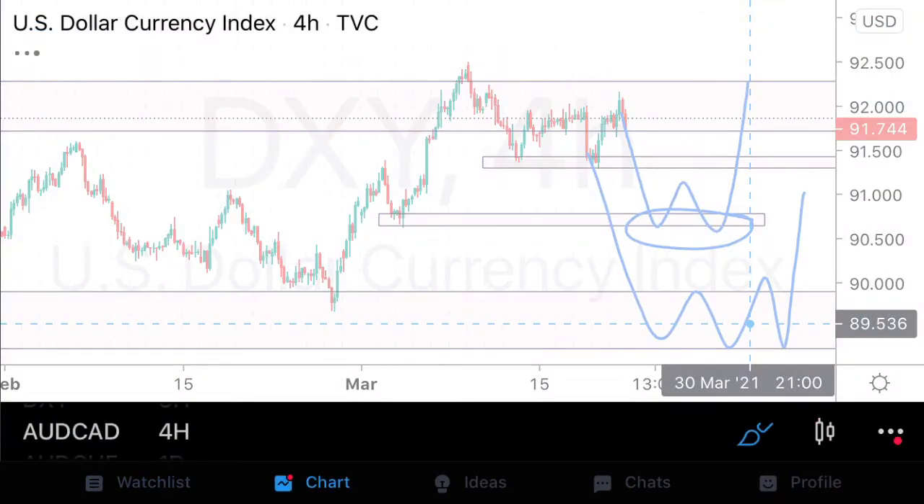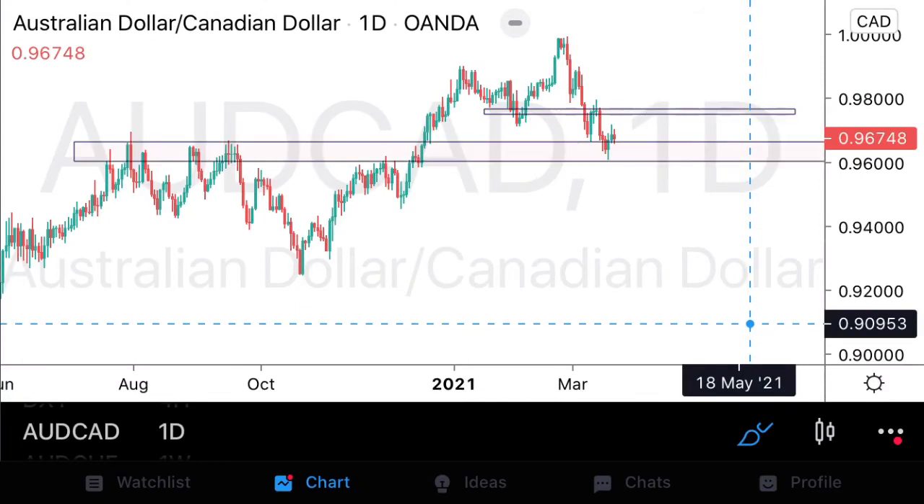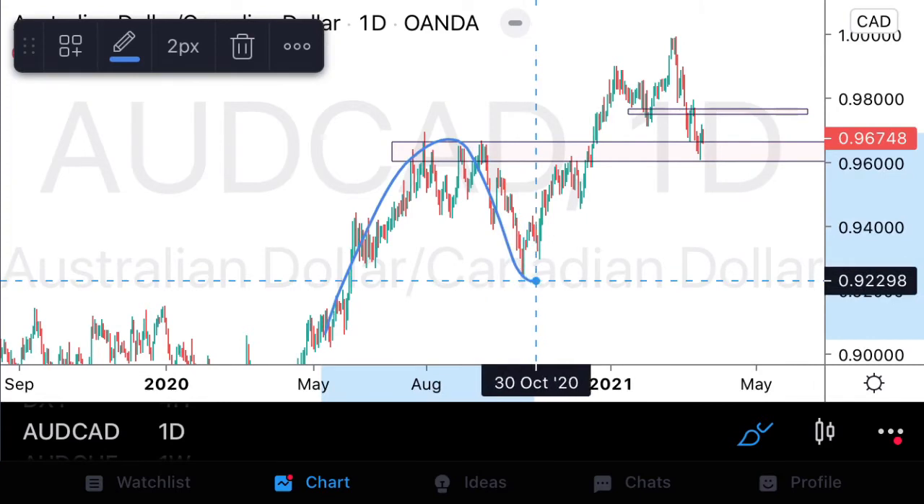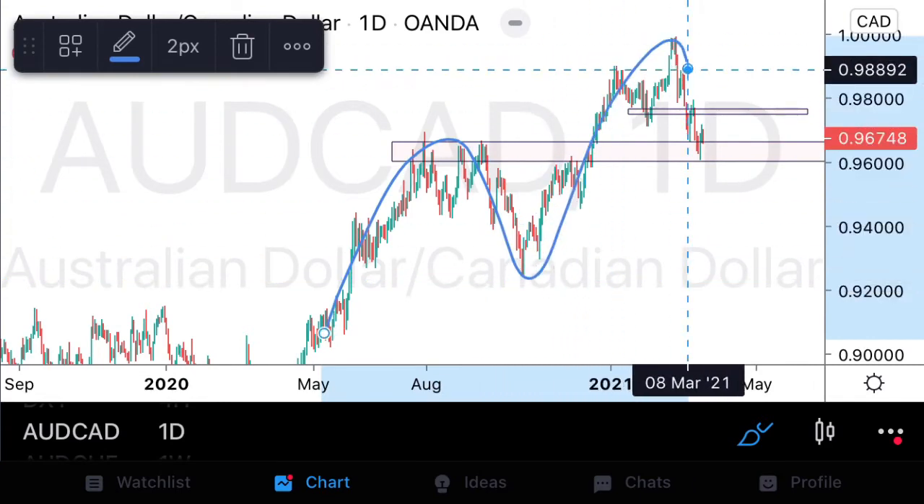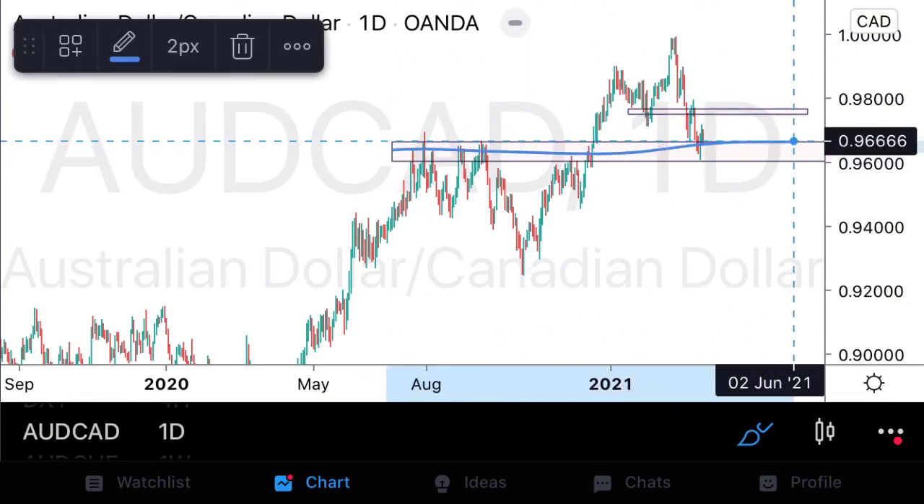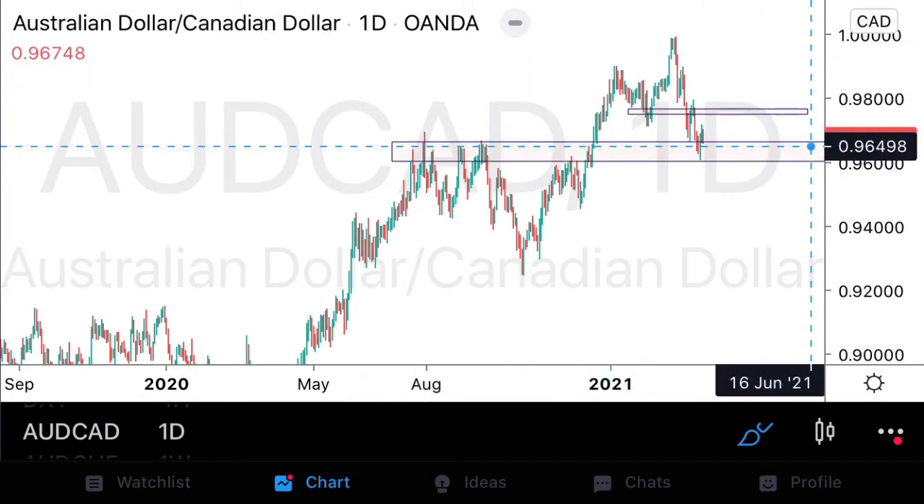That's Aussie CAD. So Aussie CAD, let's go up to the daily. So daily, guys, what we can see is that we have some weekly structure, swing high, swing low, swing high up top there. So we can see from a weekly perspective that prices are at this previous resistance that could now turn into some support.